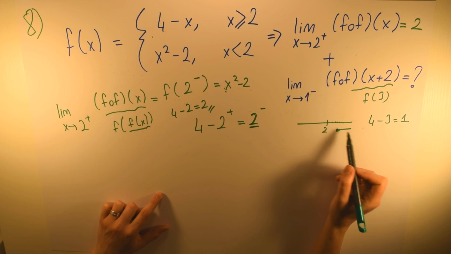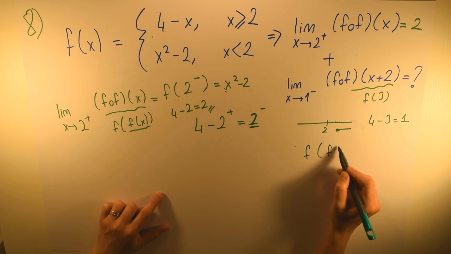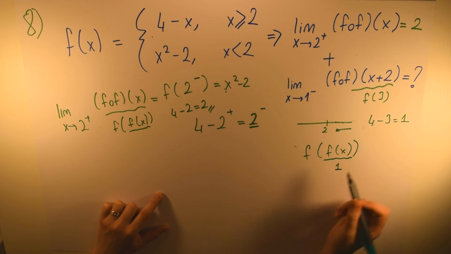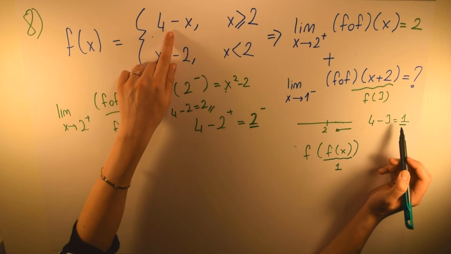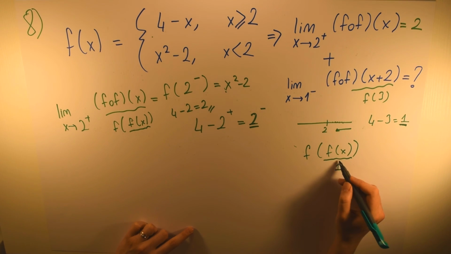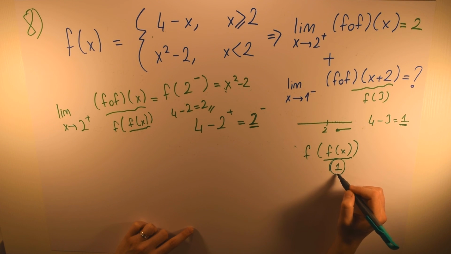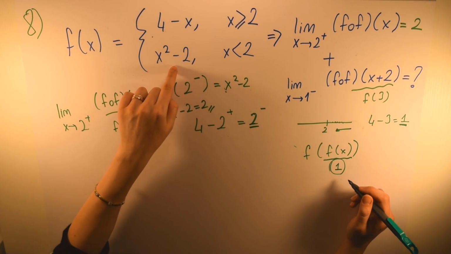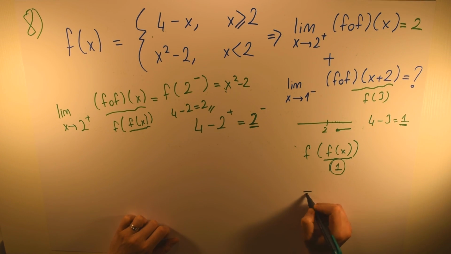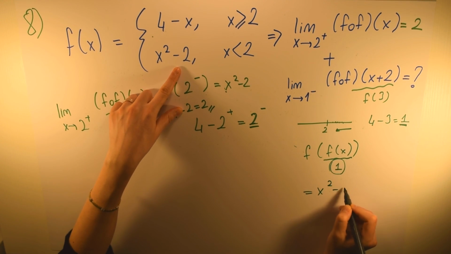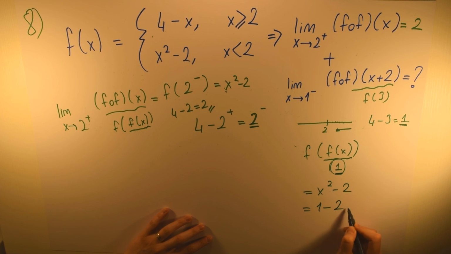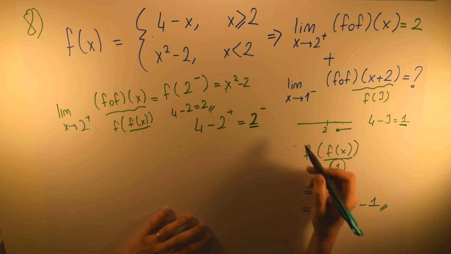So now let me write here again f of x. I found this one as 1, because I used the first function, and that is equal to 1. Now I will do it again for 1. So 1 is less than 2, so now I will use the second function. Here we have x squared minus 2. Instead of x, now I will write 1. So this is 1 minus 2, and this is equal to minus 1. So this is the answer for our second limit here.